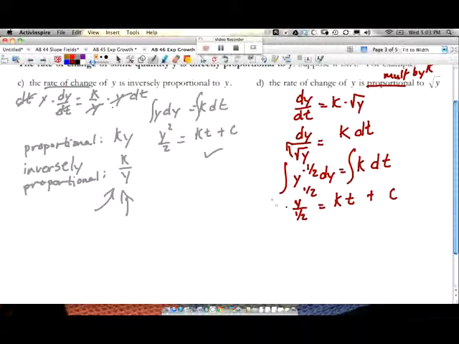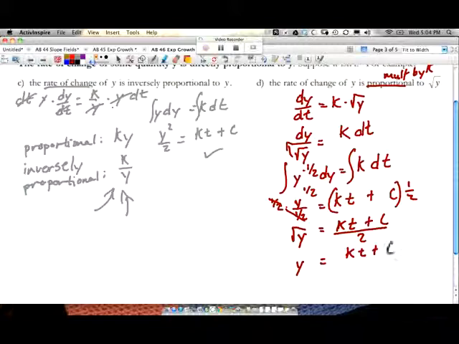Not a big deal. Let's multiply both sides by 1/2 to get rid of this half here. Then I'd have y to the 1/2, or in other words square root of y, equals kt plus c, all divided by 2. Then how do I get rid of that square root? Well, I square both sides. So I have y equals (kt plus c divided by 2) squared. Check, done, awesome. Excellent. That was so easy.